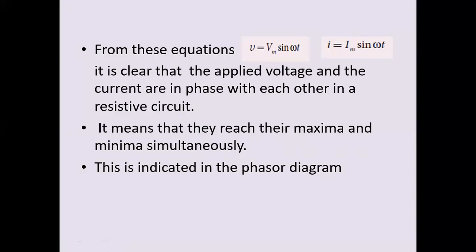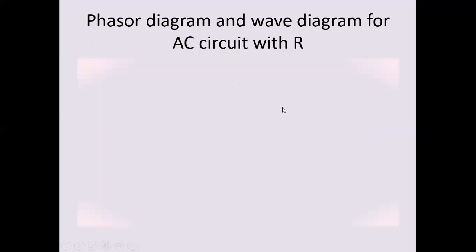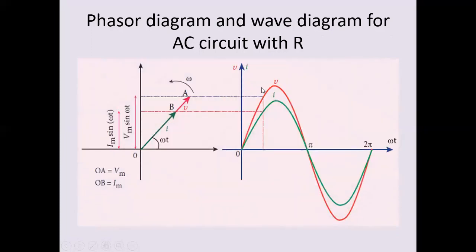So this is indicated by the phasor diagram. So what is the phasor diagram and the wave diagram? Here we can see the phasor diagram and wave diagram. This is a wave diagram and this is a phasor diagram. Now in the wave diagram, we can see both the alternating current and the voltage are having the same wave pattern. They are traveling in phase. That is, their peak values are occurring at the same time. But you can see the voltage is having a higher peak than that of the current.